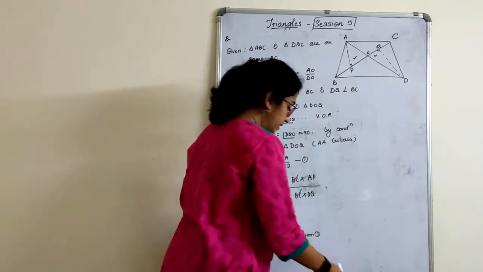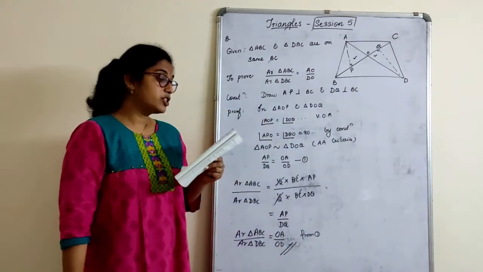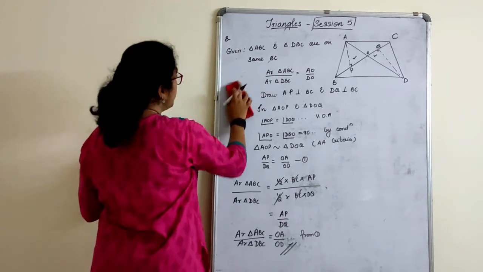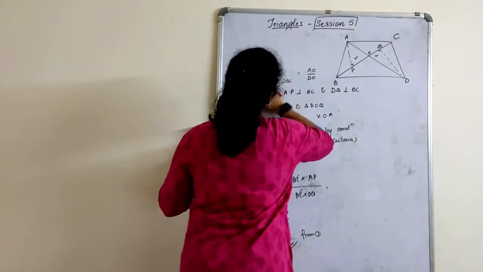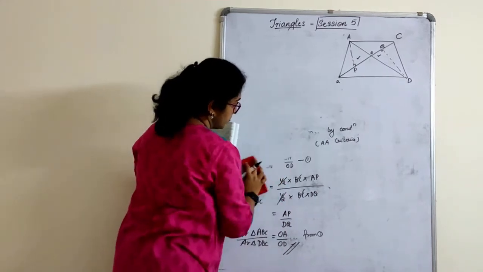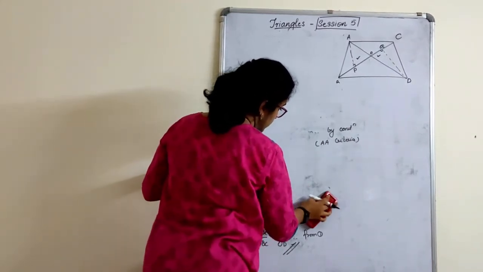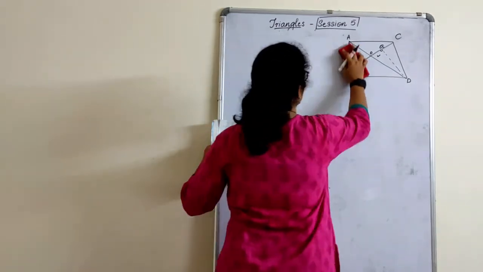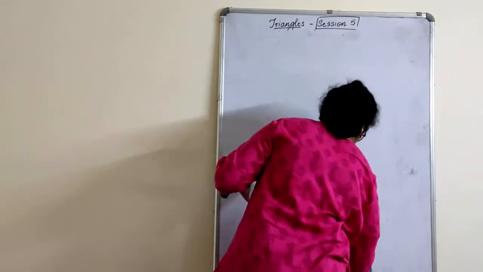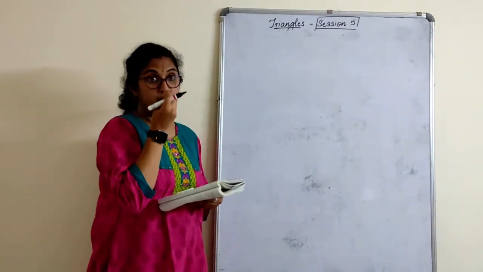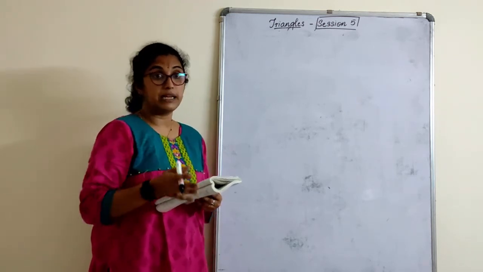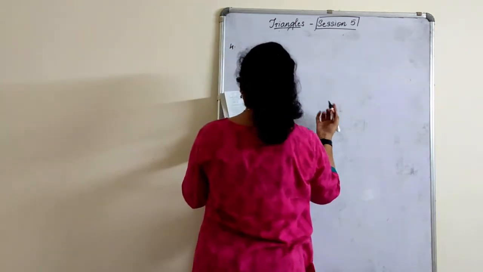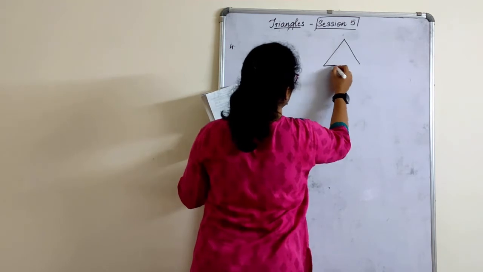We'll quickly move to the next one. If the areas of two similar triangles are equal, prove that they are congruent. So we have to prove congruency this time. Two triangles' areas are equal. Now for congruency, we know the criteria: we have SAS, ASA, AAS and SSS. Let's see what it will satisfy here. Fourth one: if the areas of two similar triangles are equal.